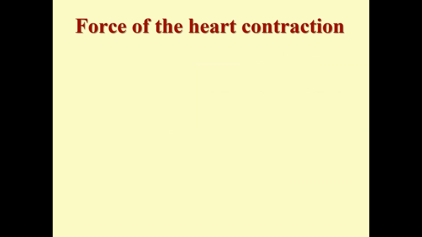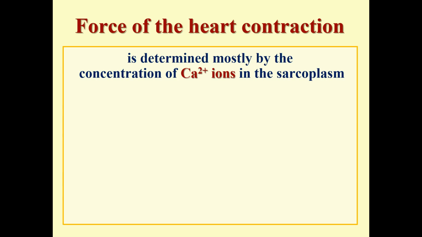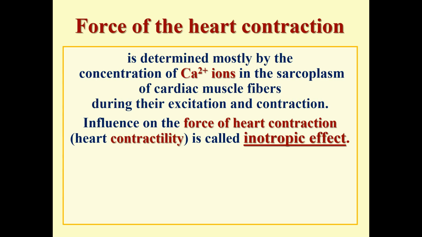Still, we didn't consider the force of heart contraction. But let's recall again, for the rate of contractions, we need to influence the conductive system cells because the rate depends on them. But force depends on the cells whose function is contraction, the typical cardiomyocytes. And so to influence the force, we need to change mostly the concentration of calcium ions in the cytoplasm of the typical cardiomyocytes. For the influence on the force, we have the term inotropic effect. Chronotropic was for rate, and now inotropic effect is the influence on the force of the heart contractions.